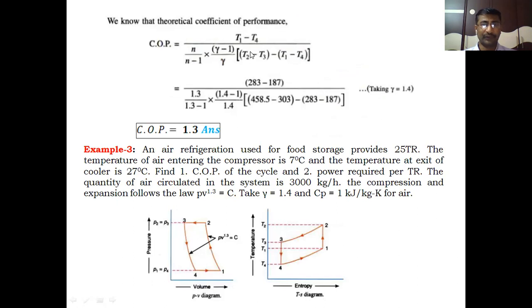Then upon substitution of all the values in the given equation, T1 minus T4, 283 minus 187, by n value 1.3 divided by 1.3 minus 1. Here gamma value is 1.4 for air, 1.4 minus 1 by 1.4. T2 as we calculated is 458.5, minus T3, 303 is the temperature given in the problem, minus T1, 283 is also given in the problem, and T4 we calculated as 187. Therefore, the theoretical COP of the given Bell-Coleman cycle is 1.3. COP of Bell-Coleman cycle for this problem is 1.3.